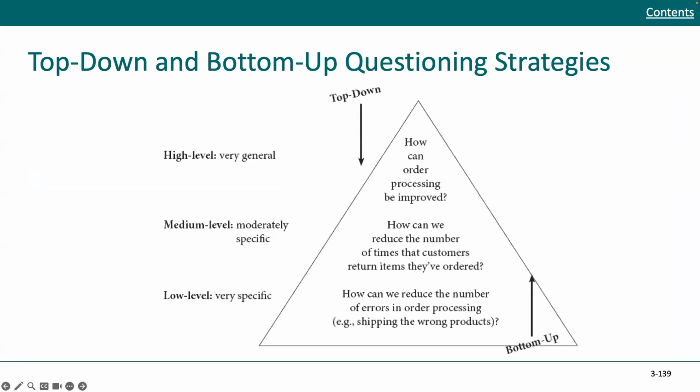So here's a pyramid looking at top down and bottoms up. We've already talked about that. High level on the top, medium level here, and then low level. Either we go top down or bottom up. Top down, you go to the top of the pyramid and get wider. Bottoms up, you start with wide and get narrower.